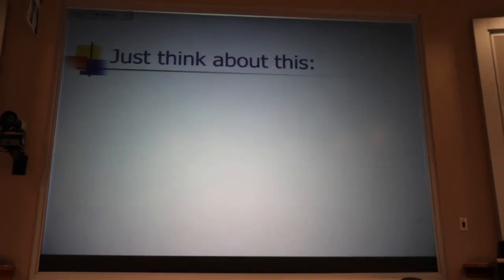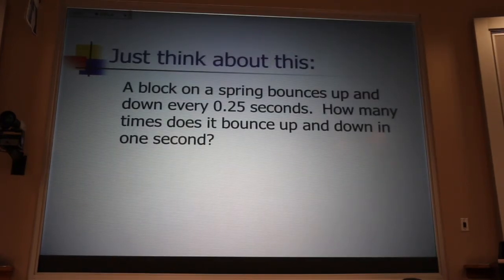Okay, let's start simple. You got a block on a spring that bounces up and down every 0.25 seconds. How many times can it bounce up and down in 1 second? It's not rocket science. 4.